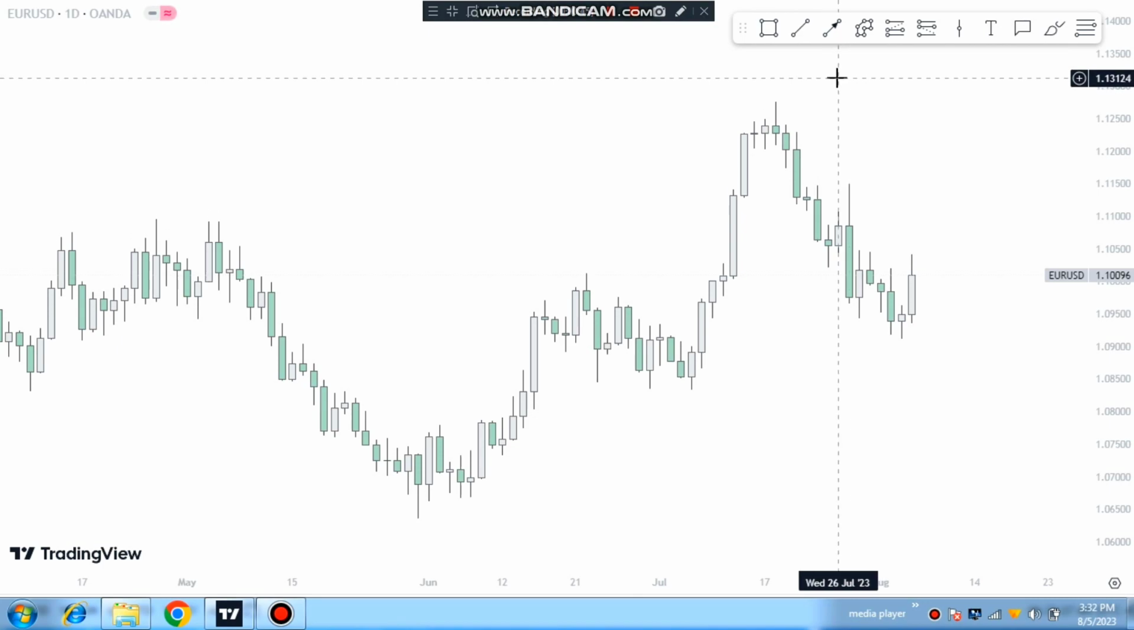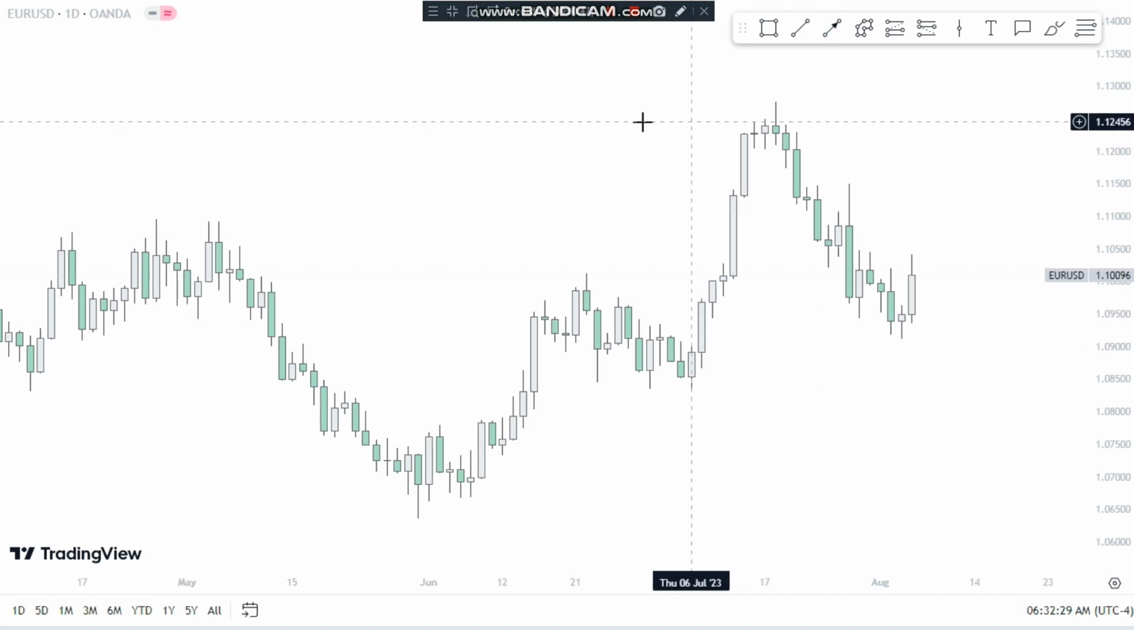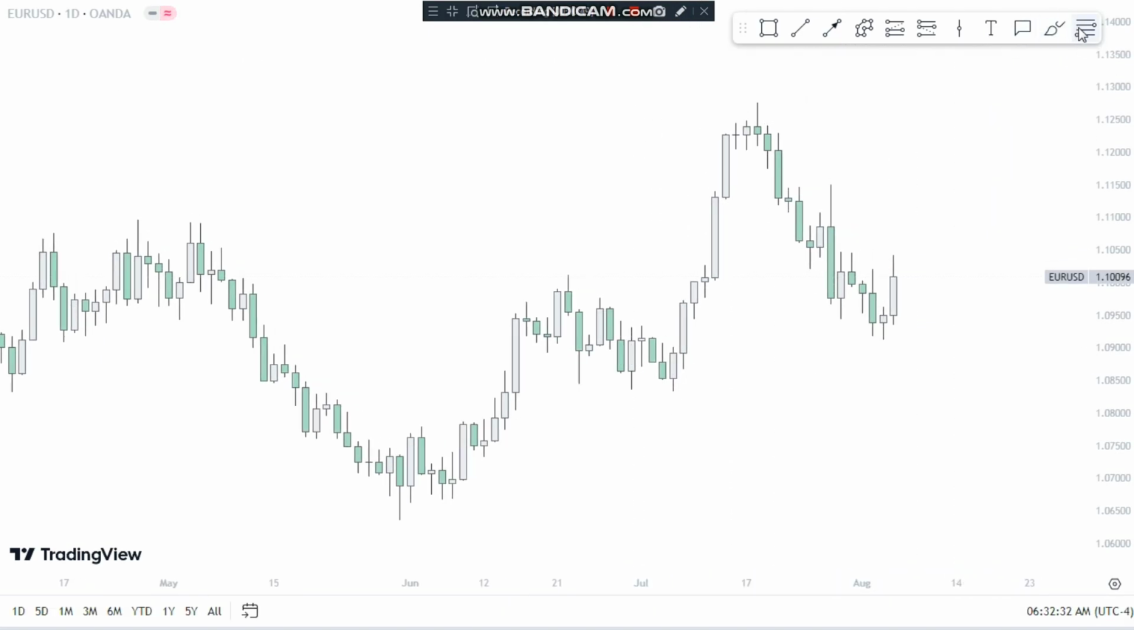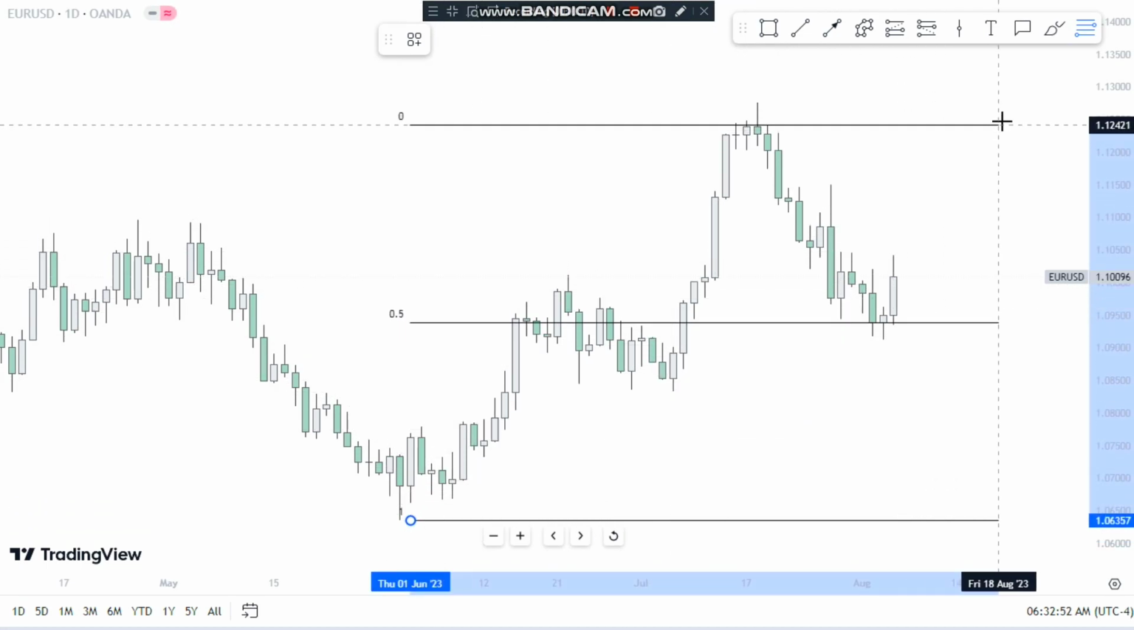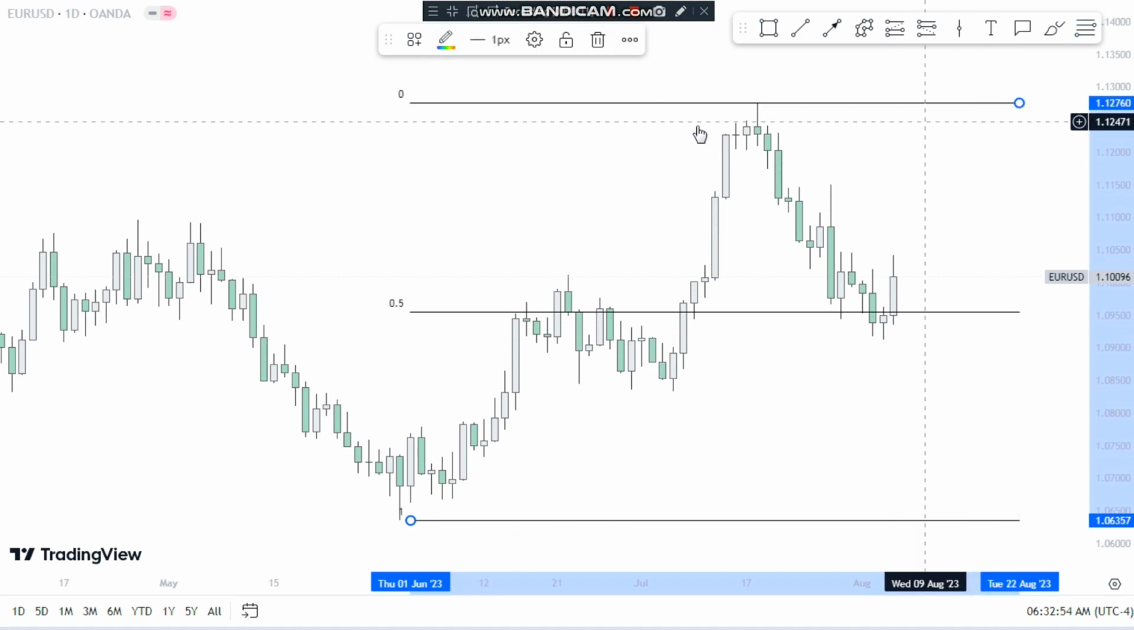Okay, so the first step, if you want to use the strategy, is to draw the IPDA data ranges. So what are IPDA data ranges? ICT draws these ranges over the last 60 days of price action. He draws it from the lows to the top. So in the last 60 days, this was the low. So you will draw this fib level, the 0.5 fib level, from the bottom to the top.